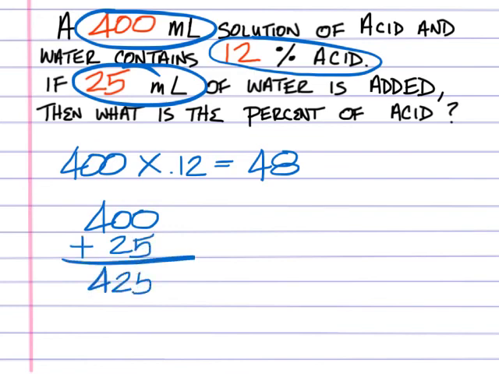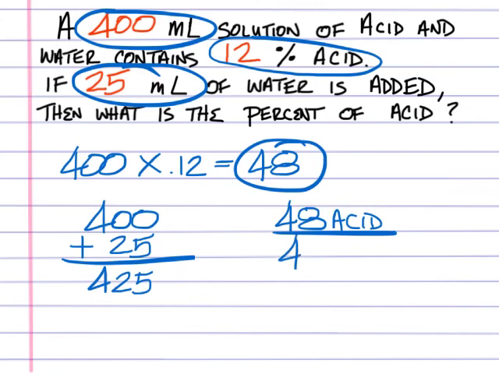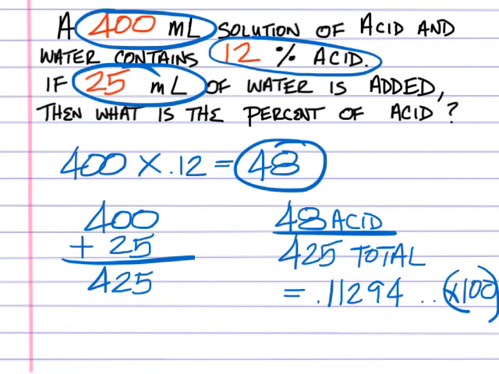That's 425. Divide your 48 milliliters of acid by the 425 milliliters total contents of the solution. 48 divided by 425 is going to come out to be 0.11294 and on out. When you multiply that by 100, you're going to come back with a percent rounded to the nearest percent of 11.